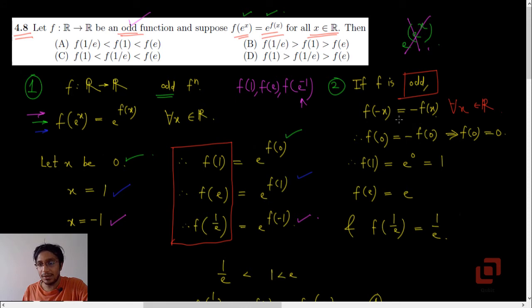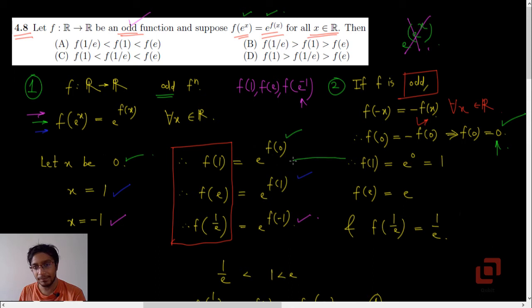Now see what happens if I substitute x equal to 0. f of -0 will also be f of 0, but that is minus f of 0. That implies that f of 0 must be equal to 0. And this is an important result: for any odd function defined for all real numbers, or at least defined for 0, so if 0 is part of the domain of the function, then f of 0 must be equal to 0.